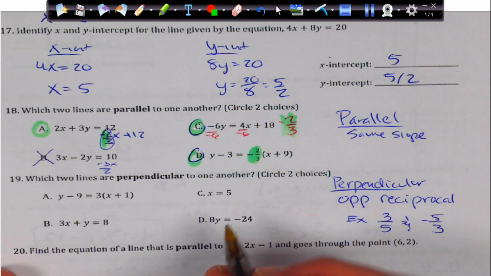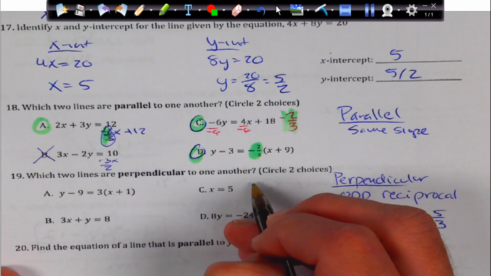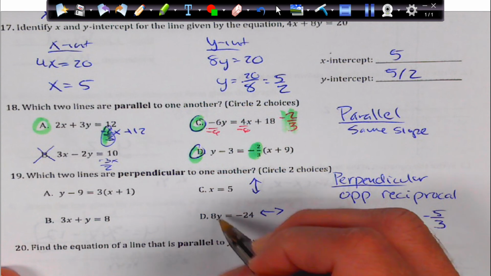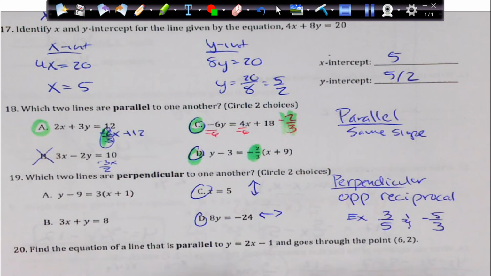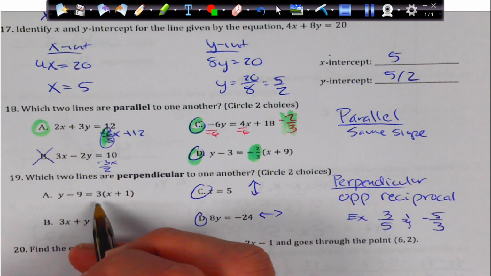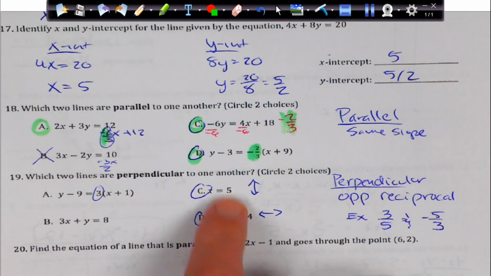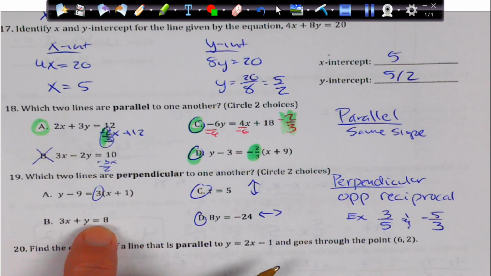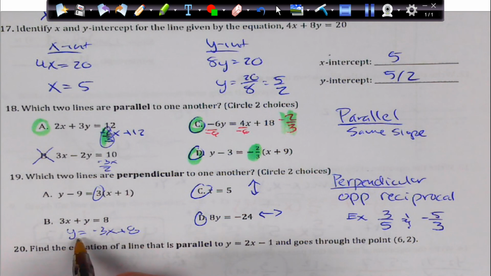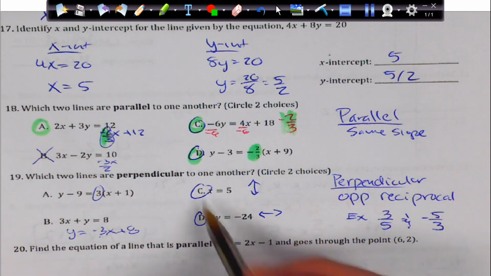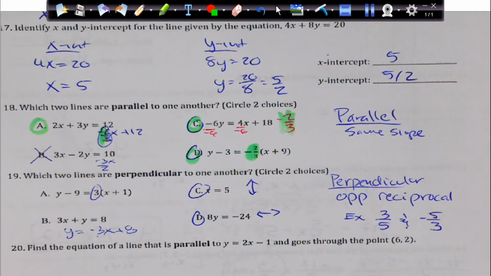So right off the bat, we have a x equals and a y equals. Remember, x equals is up and down, y equals is left and right. So those are definitely perpendicular. I know that. This one has a slope of 3, so that's not going to be perpendicular to these two. But if I subtract this, I'll end up with negative 3x plus 8, y equals, and negative 3 and 3 are not perpendicular. So just these two are the only perpendicular ones. So that one only had 2.